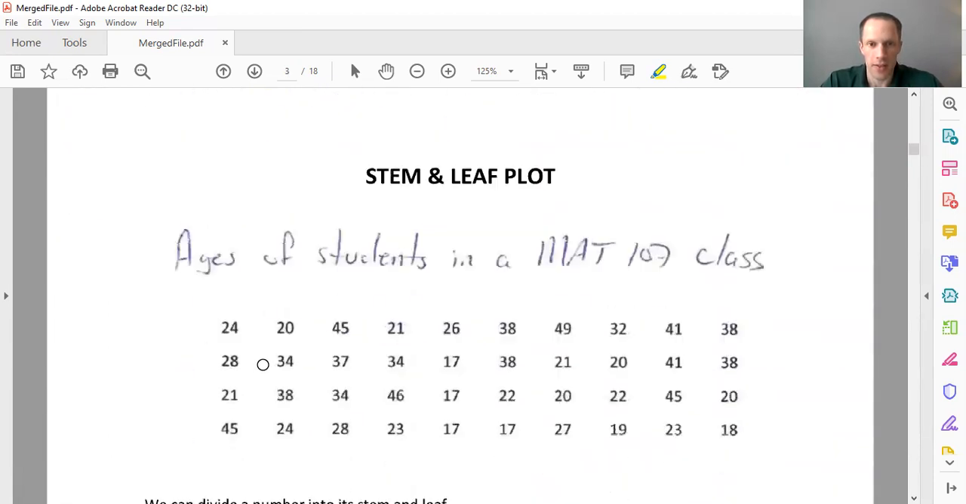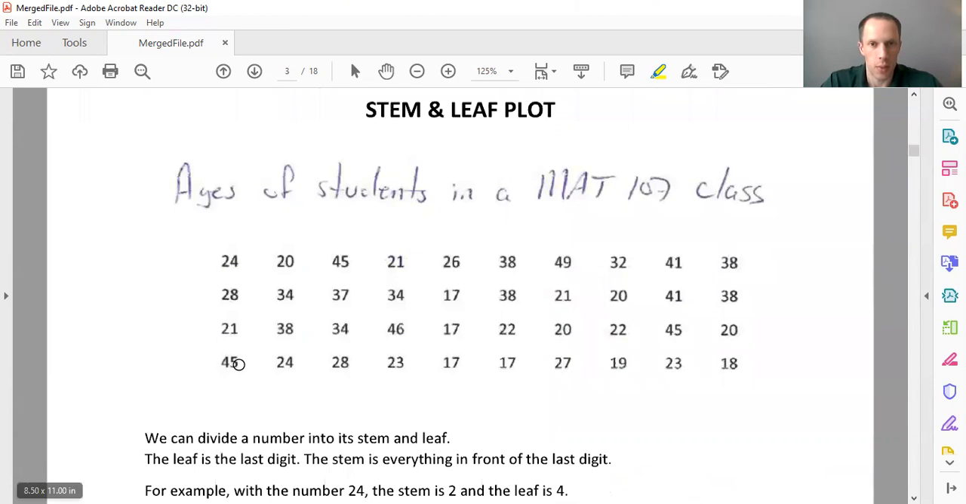A couple of other kinds of graphs that you might make. One is called a stem and leaf plot. For a stem and leaf plot, what we do is we take each of these numbers and we chop off the last digit. That last digit would be known as the leaf. Whatever was in front of it would be known as the stem. So for example, if we have the number 24, we would chop off the last digit. That would be known as the leaf. And the 2 would be known as the stem.